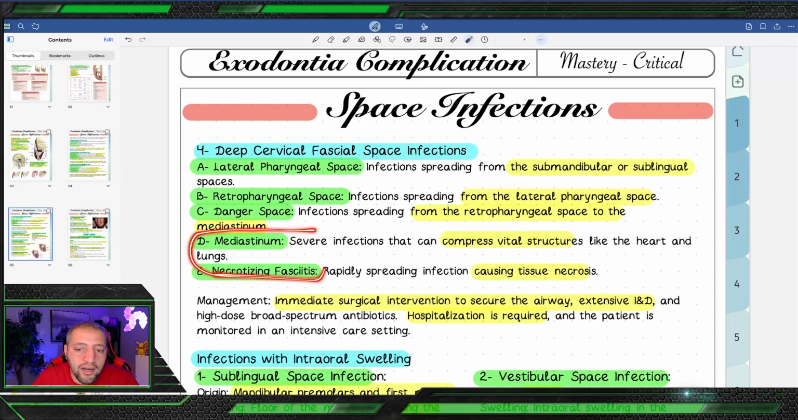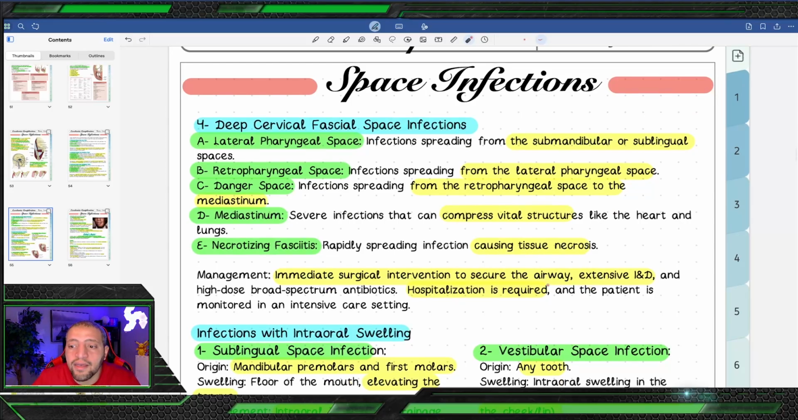So this is related even to vital structures like the heart and lung. I have a picture I didn't add because it's a very gross picture, with infection coming to this area, so he needs to remove all the skin from here. So this is not related to the virulence of the infection, it's related to the compromised immune condition of the patient. And this is why in such a condition, immediate surgical intervention to secure the airway, extensive incision and drainage, and hospitalization is required. So when the infection comes into these spaces, this is really dangerous and it's a life-threatening condition.